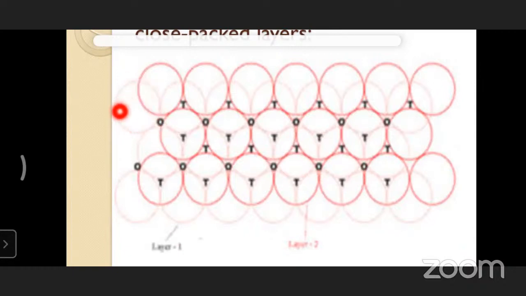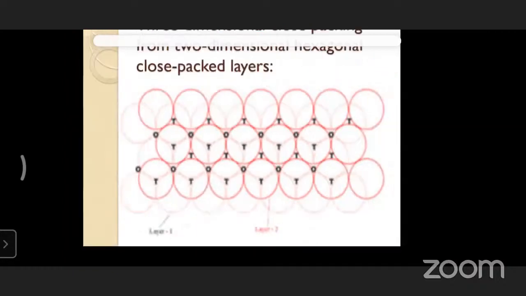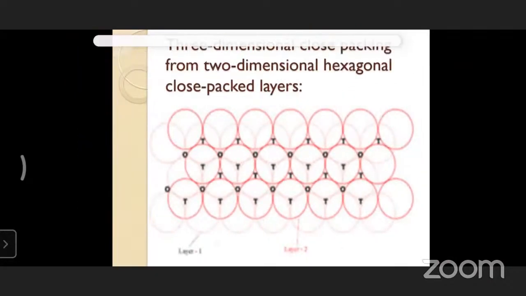Just observe the first layer once. Upon this first layer, the second layer is kept like this. The thicker red spheres are the second layer, and the light spheres are the first layer. So upon the first layer, we kept the second layer. Here O and T are mentioned, clearly T, O, T, O, T, O. These are all T's.